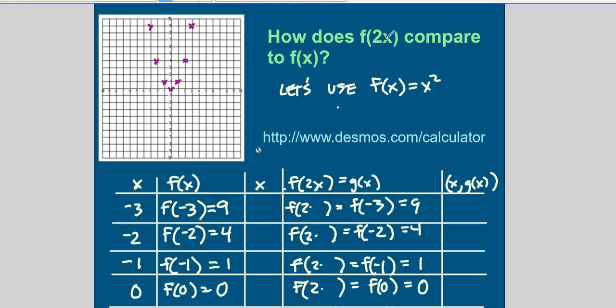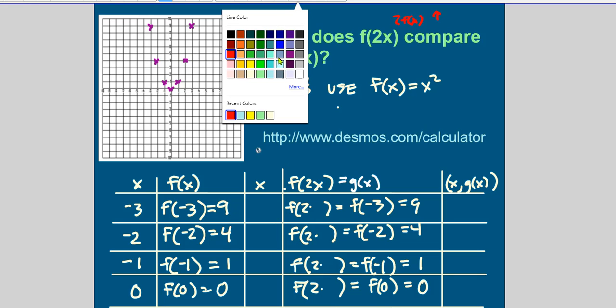So the first topic is, how does f of 2x compare to f of x? Well, 2 times f of x is going to stretch the function vertically to twice the height or amplitude that it was when it was just f of x. But now the 2x is inside the parentheses, so let's do an analysis here. I'm going to use f of x equals x squared.